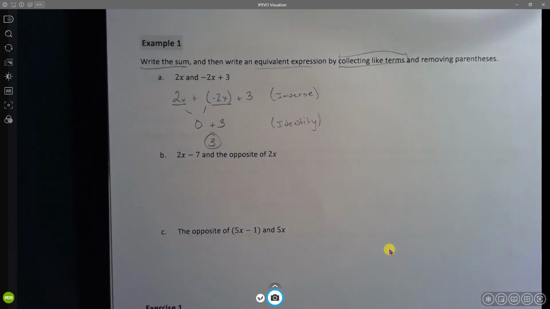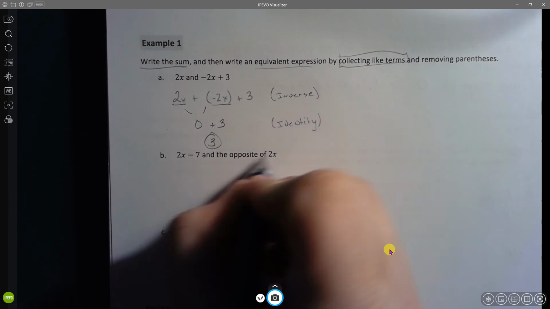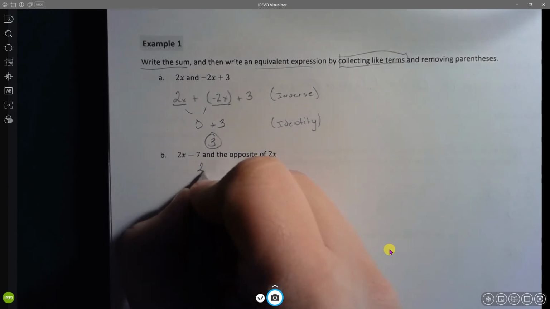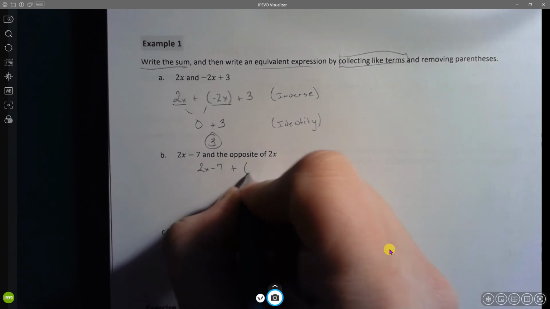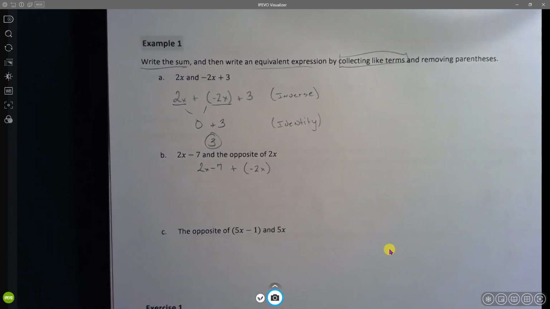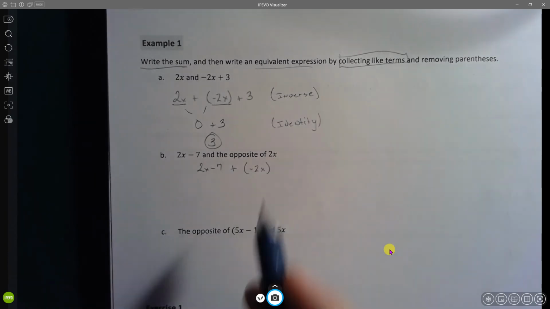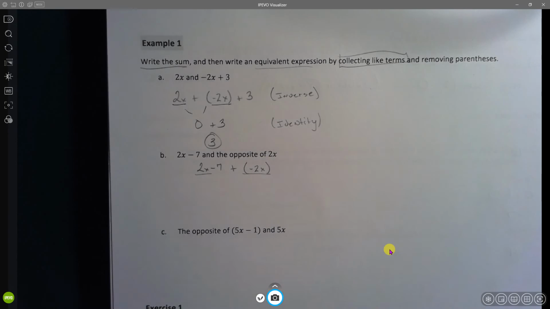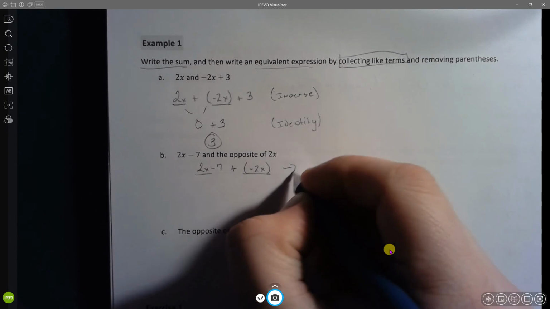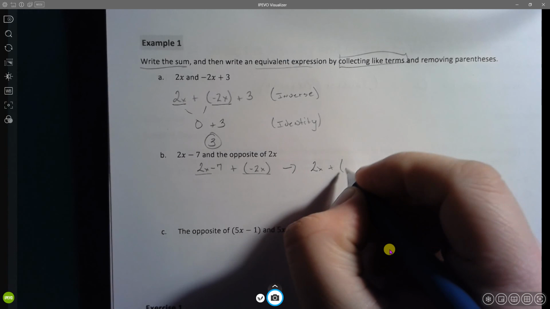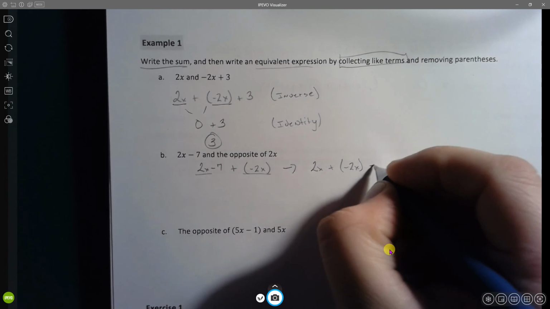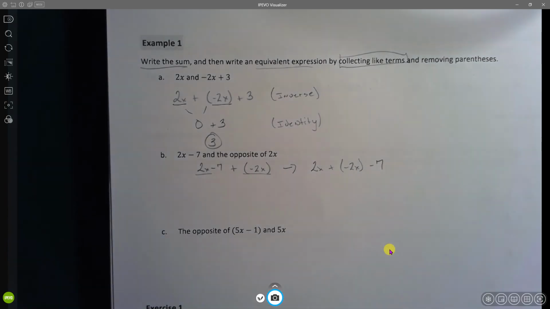Okay? Now we got 2x minus 7 and the opposite of 2x. So 2x minus 7 plus the opposite of 2x, which is a negative 2x. Now I want to rearrange this so I get this negative 2x and this 2x next to each other. So I'm going to rewrite my problem. So it's 2x plus a negative 2x minus 7. This is just the commutative property of addition. Allows me to rearrange everything.